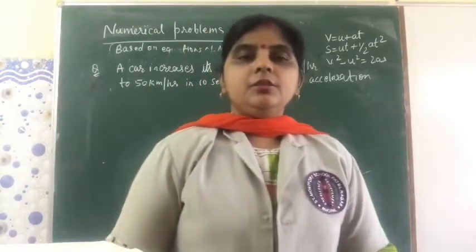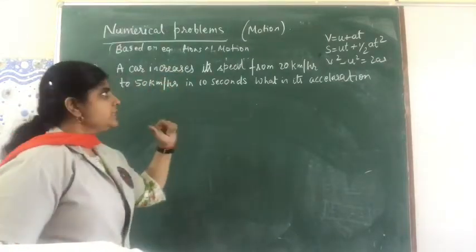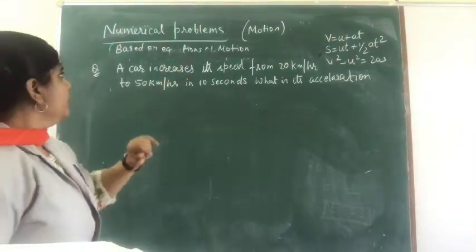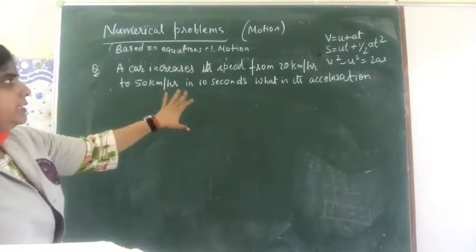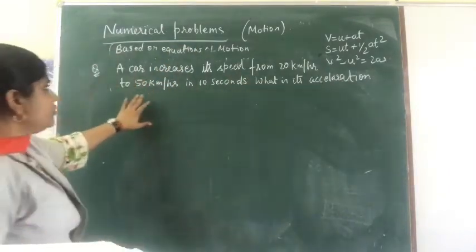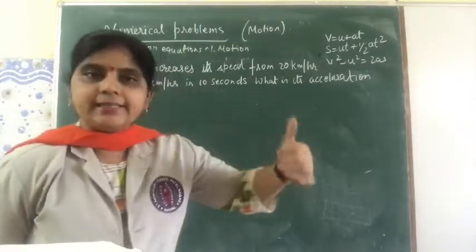So children, let us do one more numerical on the same concept, that is equations of motion. The question is: a car increases speed from 20 km per hour to 50 km per hour in 10 seconds. What is its acceleration?